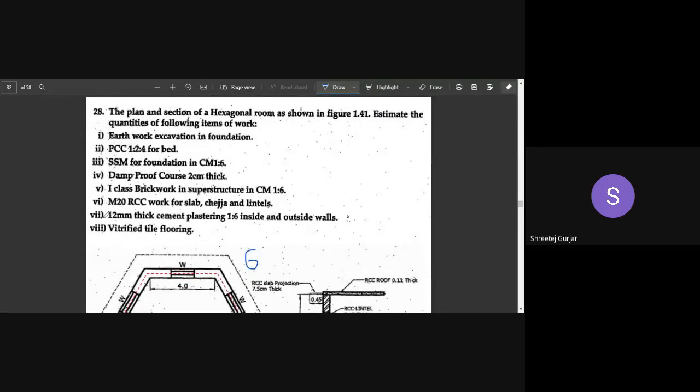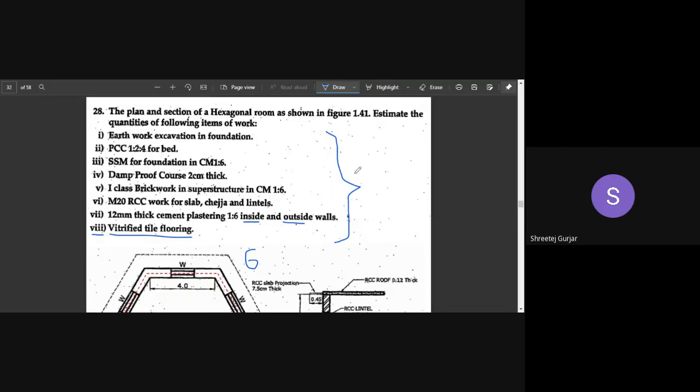So we have to estimate a number of quantities. How many? 8 number. We need to calculate or estimate all of these items of work: excavation and PCC bed, stone masonry, damp proof course, brickwork, RCC work, and cement plastering work for inside as well as outside, and then vitrified tile flooring.